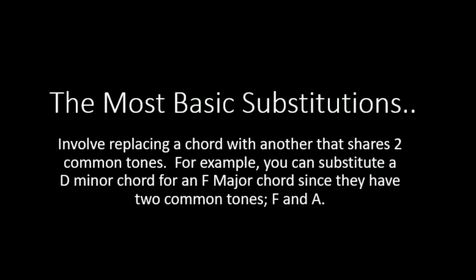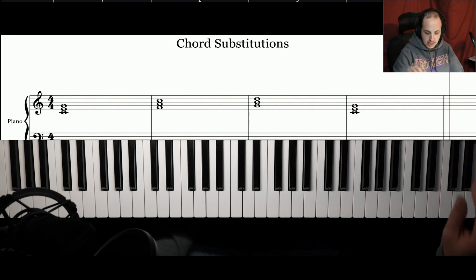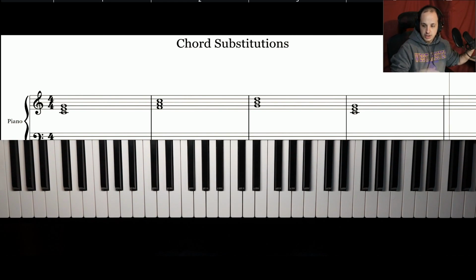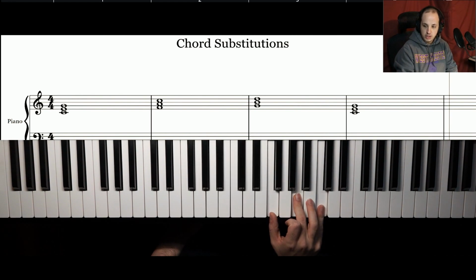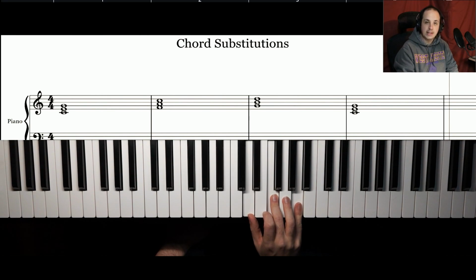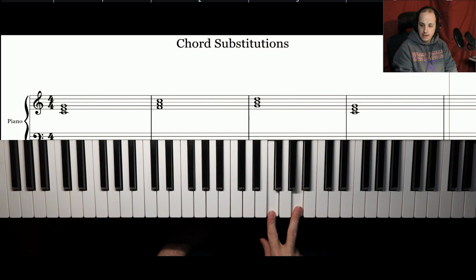Okay, the most basic chord substitutions involve replacing a chord with another that share two common tones. So obviously that just means two notes that they have in common. For example, you can substitute a D minor chord for an F major chord since they have two common tones, F and A. So let me show you on the piano and on the sheet music here. So as I said, you can replace an F major chord made up of the notes F, A, and C with a D minor chord made up of the notes D, F, and A. And that's because they have a crossover of two notes in common, F and A.